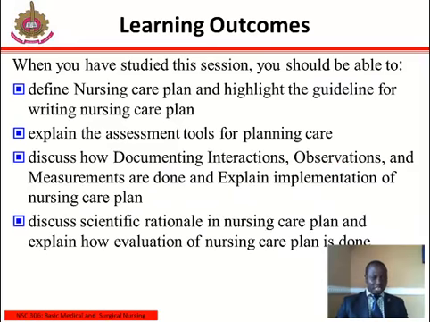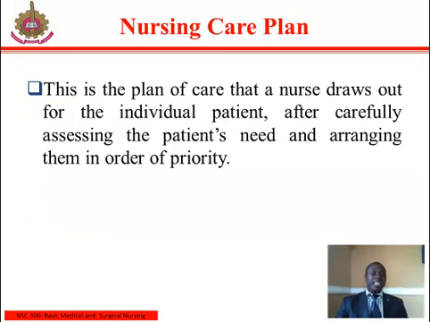When you have studied this section, you should be able to define nursing care plan and highlight the guidelines for writing nursing care plan. You should be able to explain the assessment tools for planning care. You should be able to discuss how documenting interaction, observation, and measurement are done and explain implementation of nursing care plan. You should be able to discuss scientific rationale in nursing care plan and explain how evaluation of nursing care plan is done.